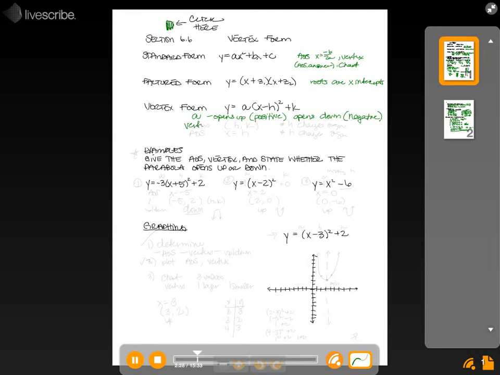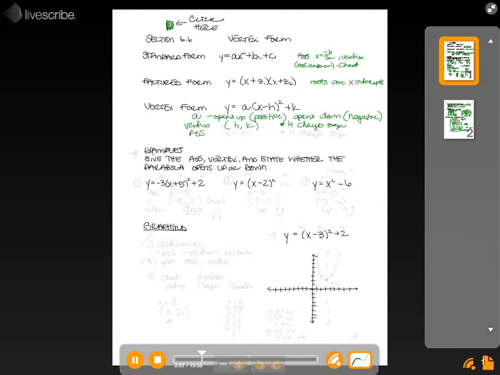Next thing, the vertex. The vertex is (h, k). Now notice h changed signs. That's important. It was negative in our formula, y equals a times the quantity x minus h squared plus k. It was negative there, but it changes its sign when we put it in the vertex. Okay, that's important. h changes sign. But you can tell by looking what the vertex will be.